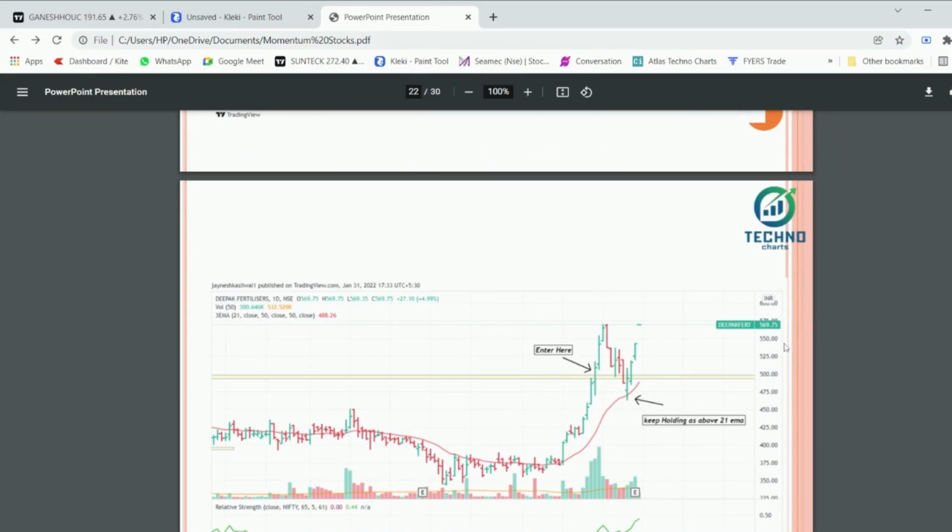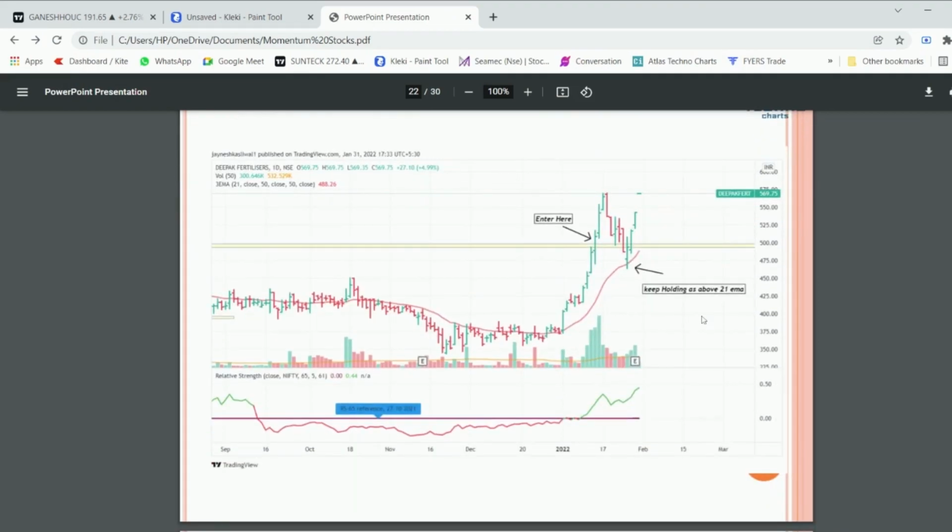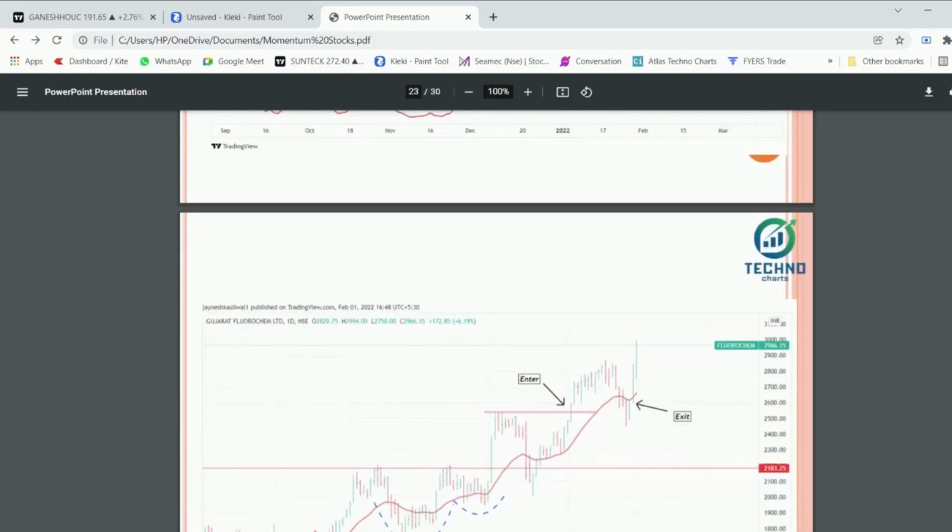Looking at the volumes also, you should understand the volume activity before entering the stock, and you should hold the stocks until and unless the stock is breaking the 21 EMA to avoid multiple trades. If it is trading above the 21 EMA, that means the stock is in good strength, so you can hold the stocks.